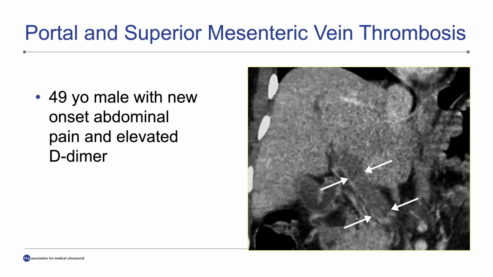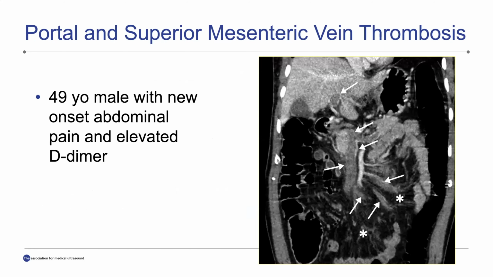This was a 49-year-old male who had new onset abdominal pain and elevated D-dimer. Again, elevated D-dimer, very common in these patients with these underlying coagulopathies. Here on this coronal view of a CT scan, we see absence of filling of the portal veins. This portal vein thrombosis here, outlined by these arrows. And in addition, we see that there's thrombosis of the superior mesenteric vein, again, outlined by the arrows on the CT scan. So again, multiple areas of abnormality in patients with these clotting problems.